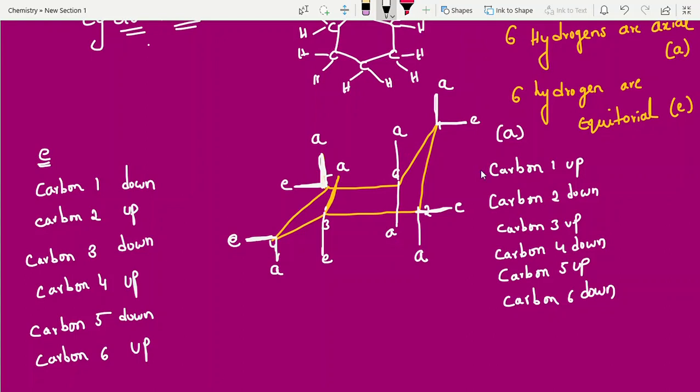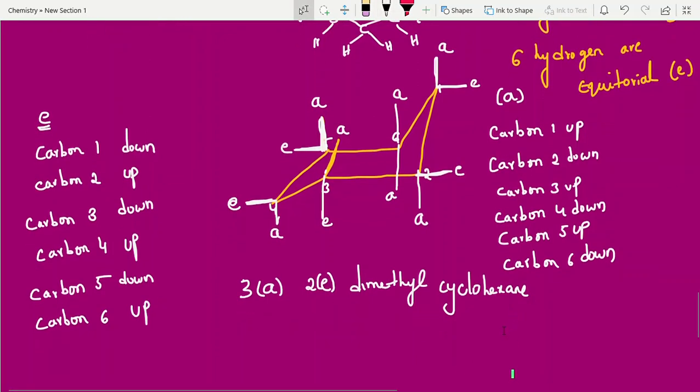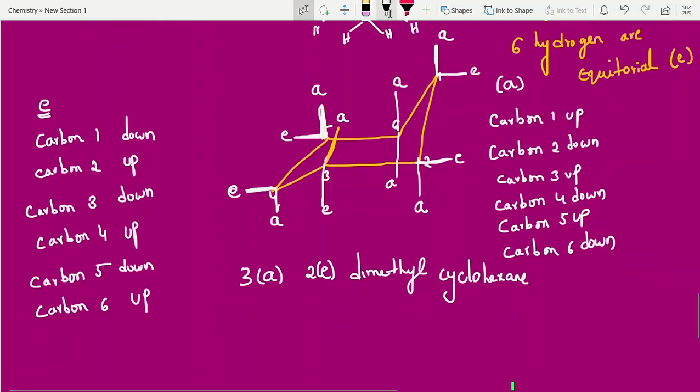Sometimes they will ask questions here, students. That's why I gave this one. So what they are asking question. So 2 axial, 3 equatorial, dimethyl cyclohexane. So can you tell what is the answer? See, here only you can draw the answer, write the answer.